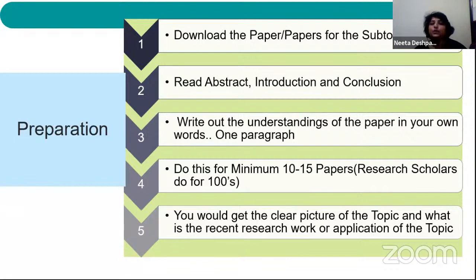Now what you do is you take out all the understandings of the paper and write them down in your own words. One paragraph for every paper. You do this for a minimum of 10-15 papers. The more you do, the clearer the idea becomes to you of what exactly is to be done. This will give you a clear picture of the topic, and now you know what the recent research works going on in the topic are and what the application areas of the topic are. And then you freeze down your own.